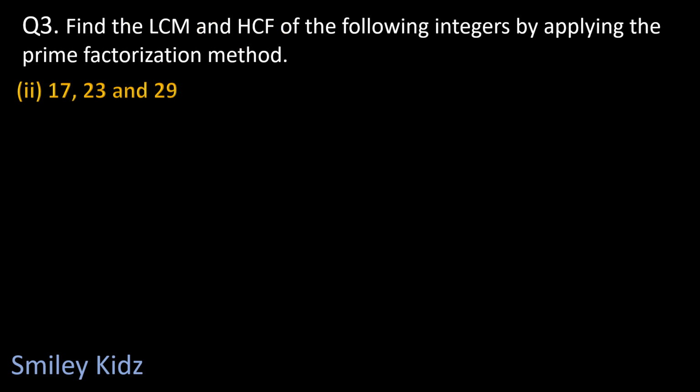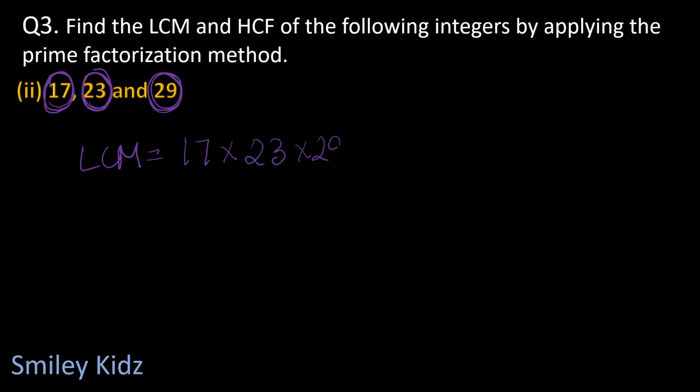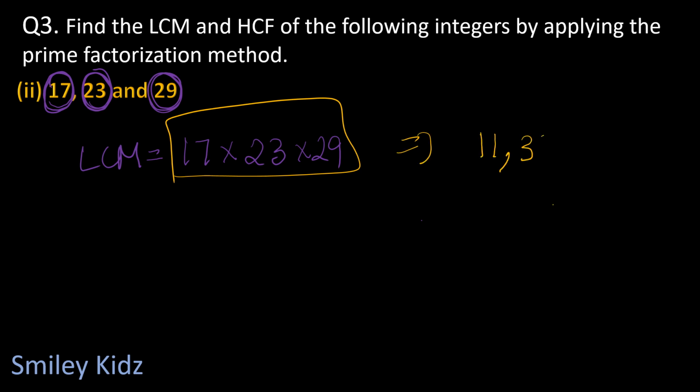Well, look at this. All the given numbers, that is 17, 23 and 29, are prime numbers themselves. So we know that LCM will be what? LCM will be product of all the numbers 17 times 23 times 29. Now what is this product equal to? It will be equal to 11,339. And come on, I need not tell you about the HCF of these numbers.